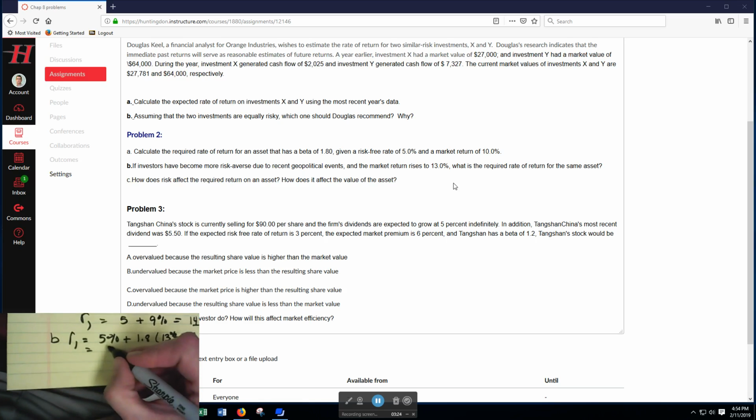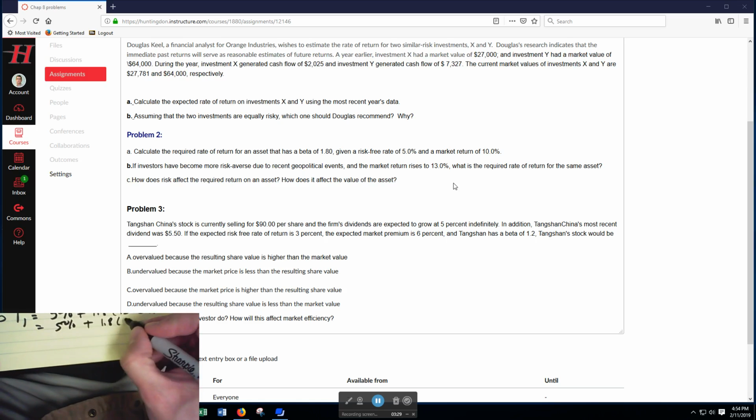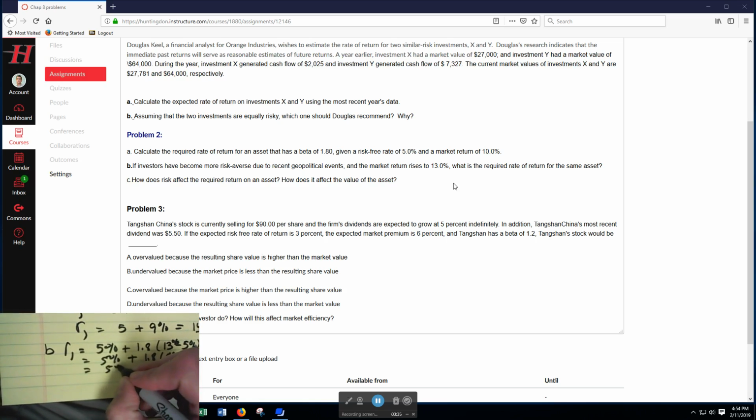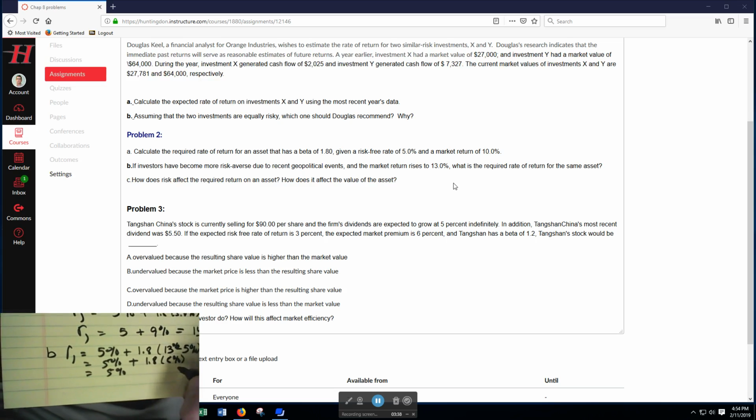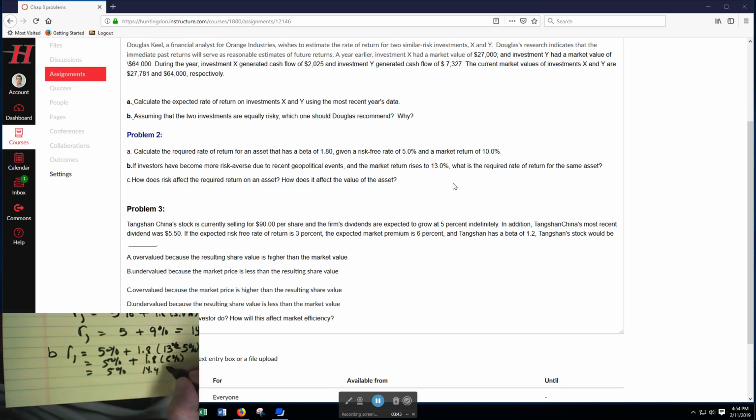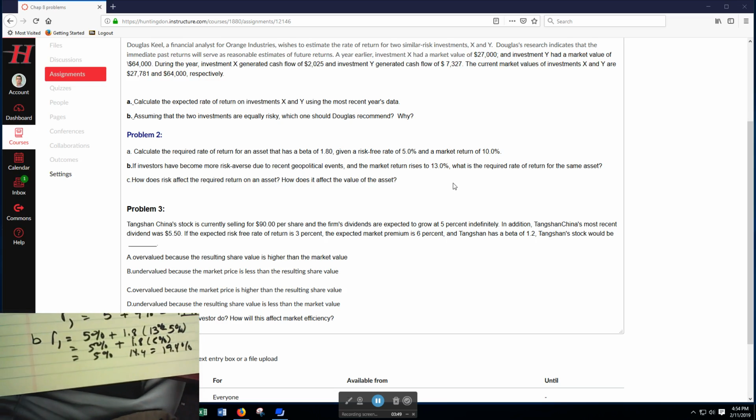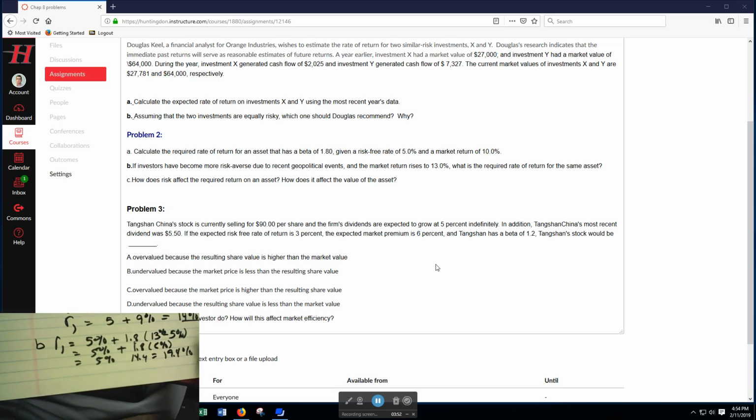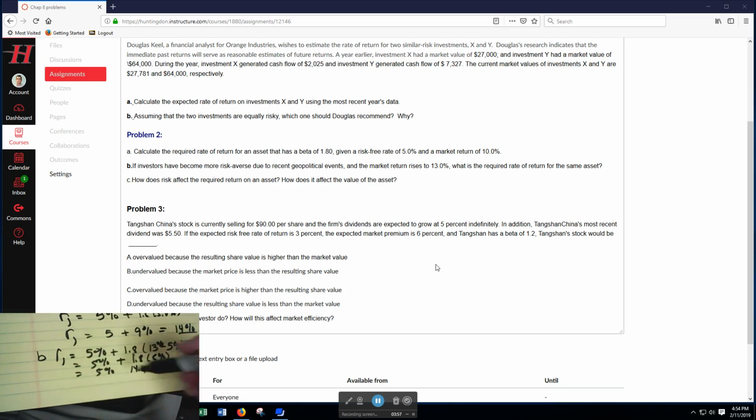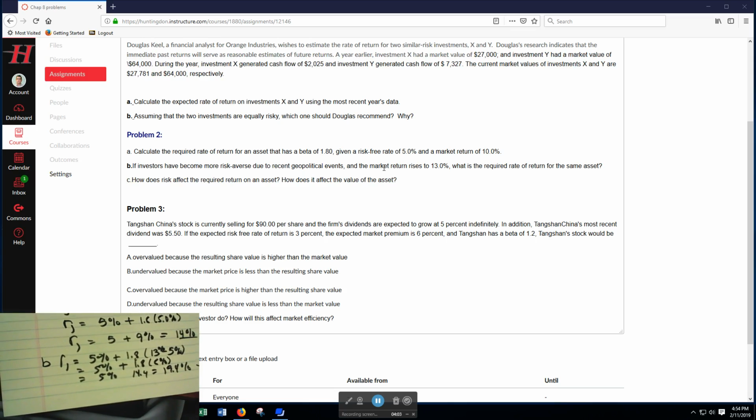That's equal to 5% plus 1.8 times 8%. So 5% plus 14.4%. Looks like 19.4%. Double check my math there. Okay. So we would need at least a 19.4% return on that asset if the market return rises to 13%.